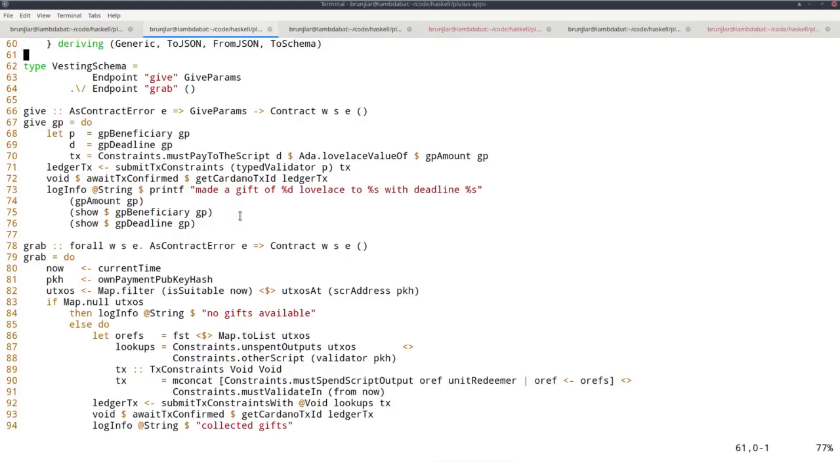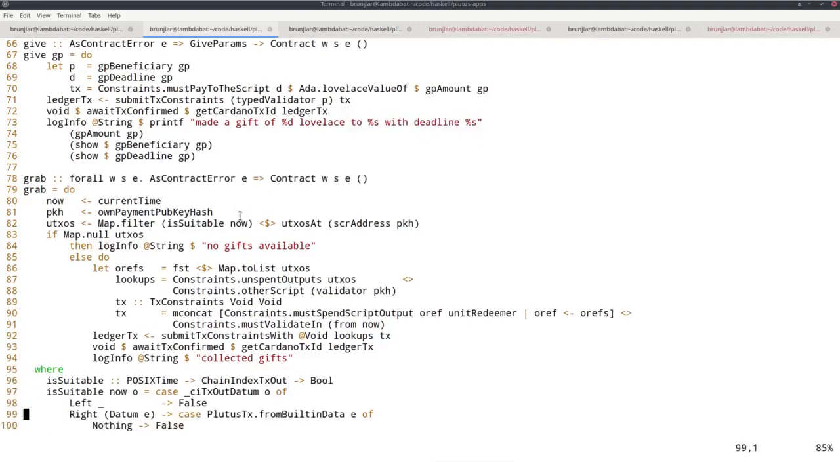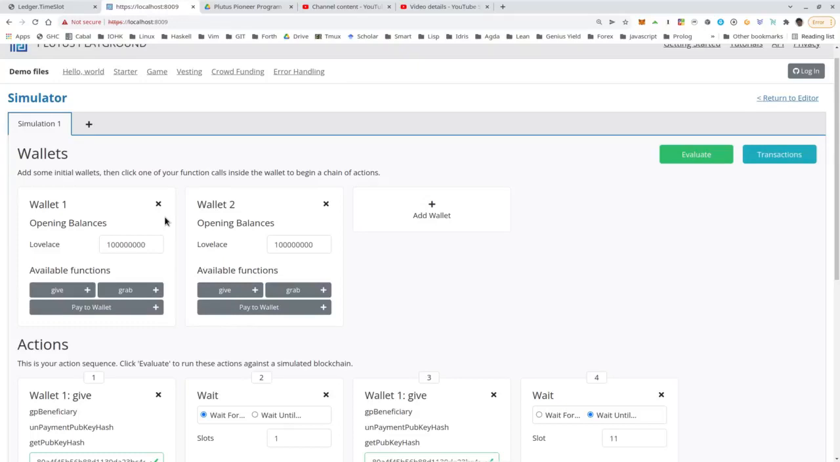So now it's actually nicer again, or it depends how you look at it. But the grab now again doesn't need a parameter because it gets the beneficiary by just taking its own public key hash. And it no longer needs the deadline in order to construct the address, because the deadline is no longer part of the address, because it's no longer part of the parameter. And I had to change the logic a bit, but actually it gets much simpler. So maybe this is actually the right way to do it, to take the beneficiary as a parameter of the contract, but put the deadline into the datum. Let's briefly see what this looks like in the playground.